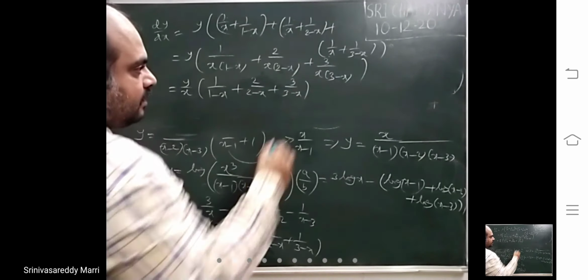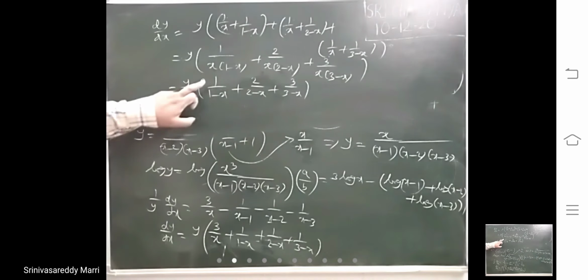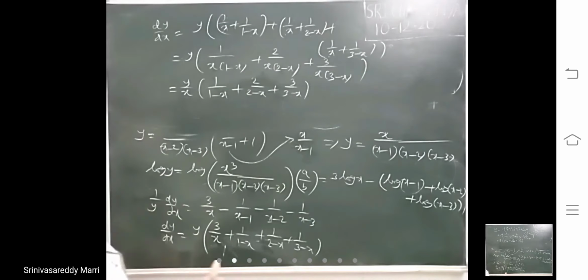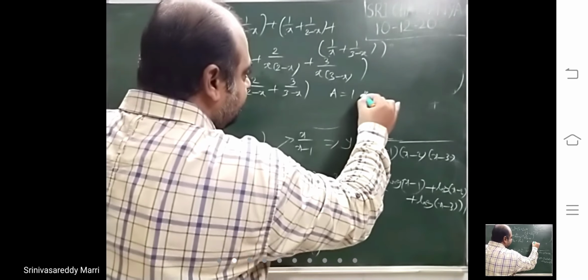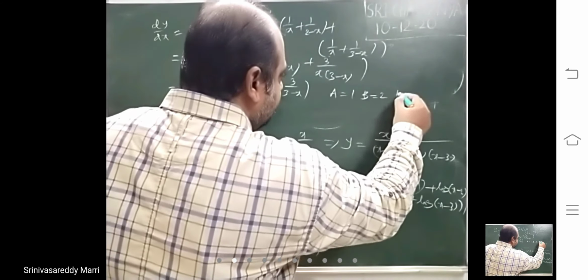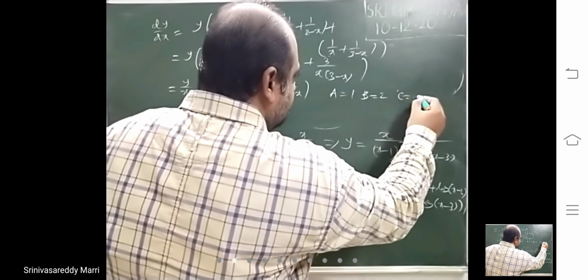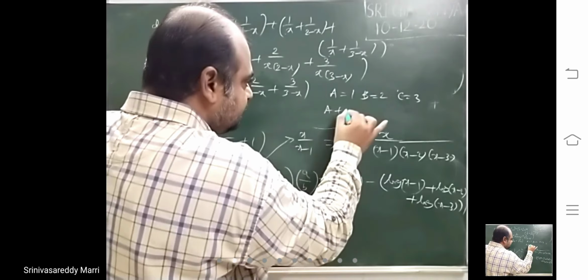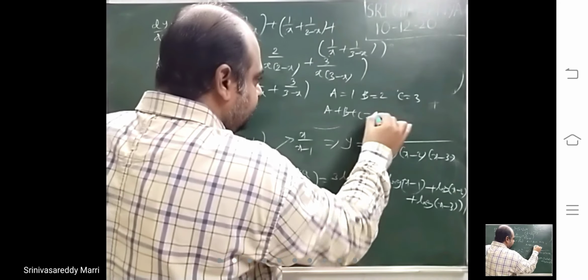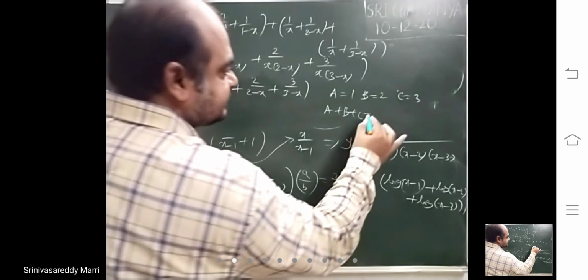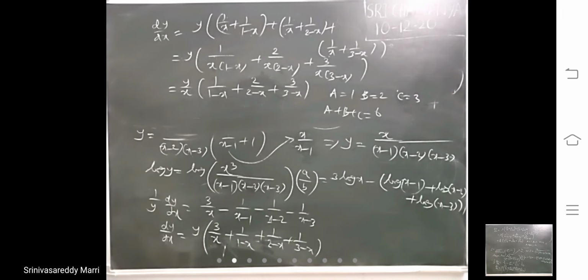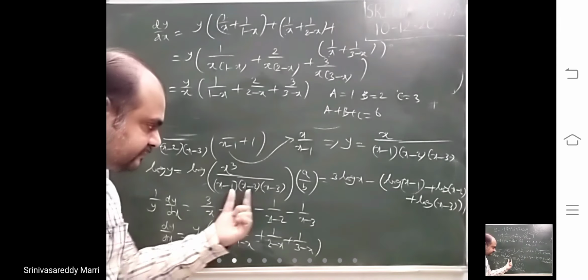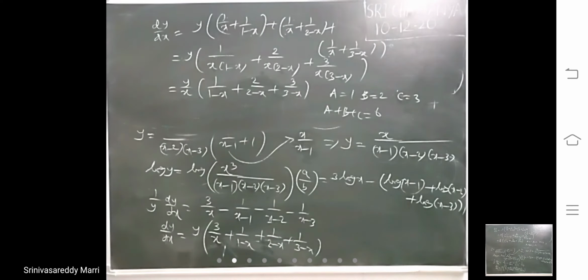Now what is given in the question? y by x into a by 1 minus x, b by 2 minus x, c by 3 minus x. Therefore, a equal to 1, b equal to 2, c equal to 3. So therefore, a plus b plus c is nothing but 6. That is your required answer. Like that, whenever the factors are there, if you apply logarithm, differentiation will become easy.